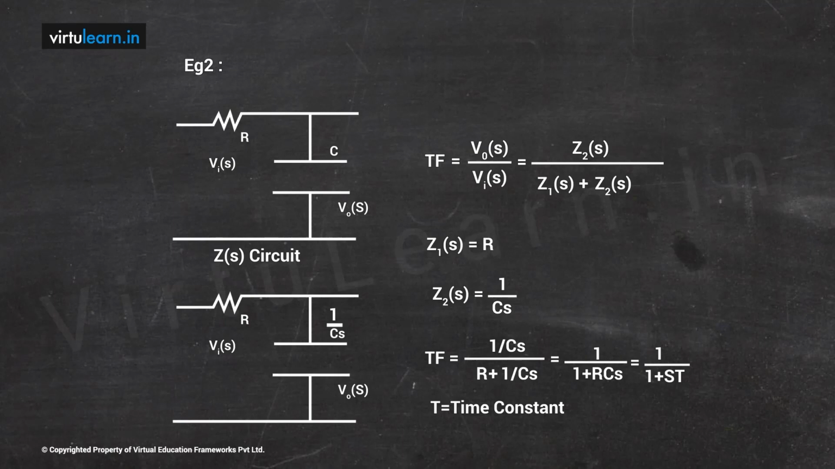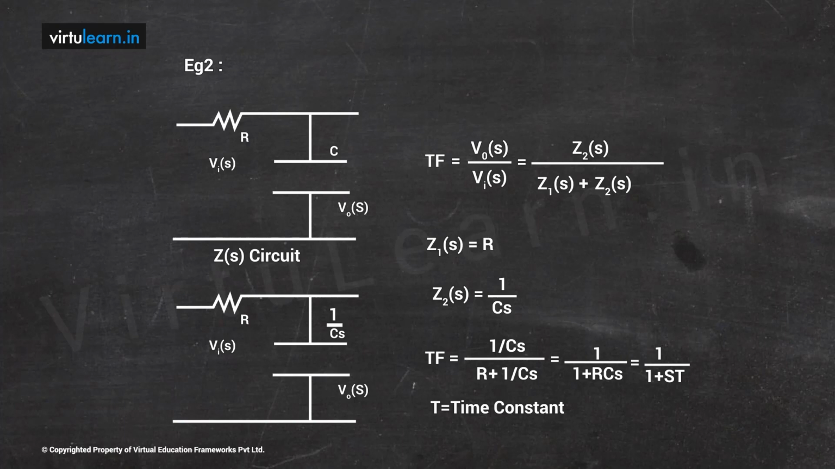Now I'm going to redraw this network and let us see what happens. In place of R, I'm going to take the capacitor C. In place of C, I'm going to take the resistor. Now let us find what the transfer function will be. The input is Vi only, output is V0 only.